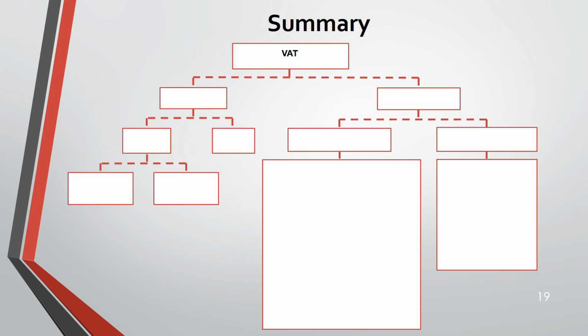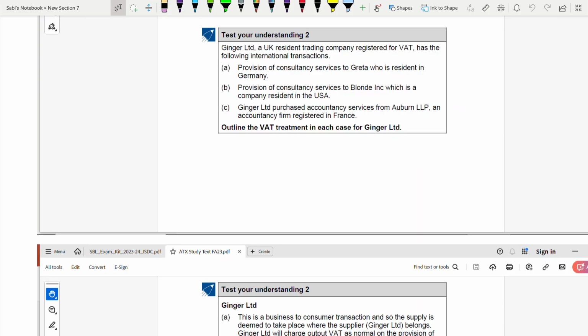So now, before we summarize, let us do one final question. Test your understanding too. Outline the VAT treatment in each case for Ginger. Ginger is a UK resident trading company registered for VAT. So A, B and C. A, provision of consulting services to Greta, who is resident in Germany.